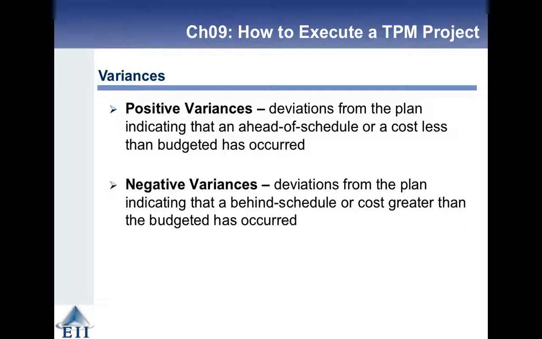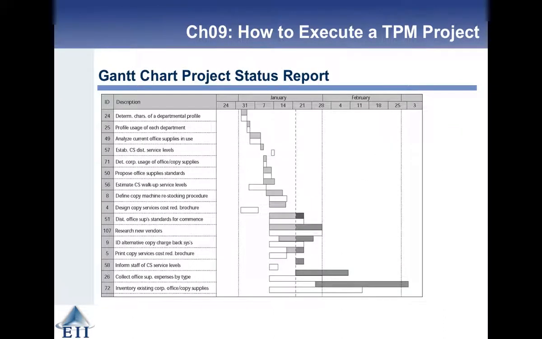So positive variances are good, mostly. That means you're ahead of schedule or you're costing less than budget. Negative variances means that you're behind schedule or you're spending too much money. And this is an example Gantt chart which we've seen before, and you can see various parts of that.